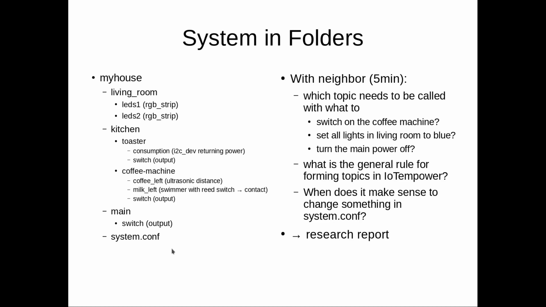So I now want you to figure out how you communicate with this house when it is deployed via MQTT. Yeah, so which topic needs to be called with what to switch on the coffee machine? What do you have to send via MQTT to switch on the coffee machine? What do you have to call to set all lights in the living room to blue? And what do you have to call to turn the main power off? Then think, what is the general rule here in IoTEmpower to form topics, depending on this folder structure? Then maybe you want to check out the system.conf. So when do we want to make changes in the system.conf?